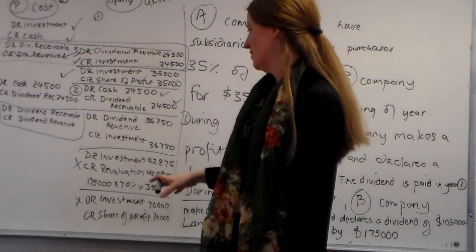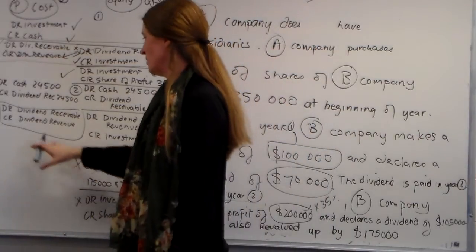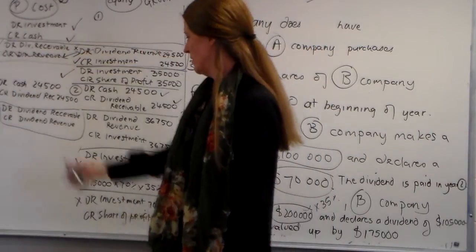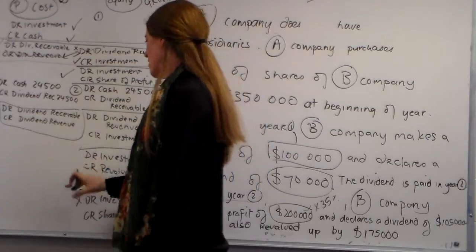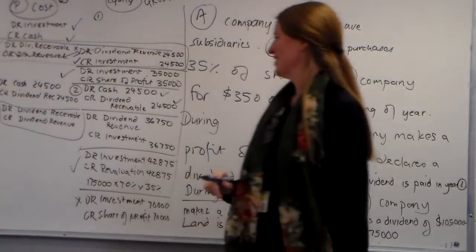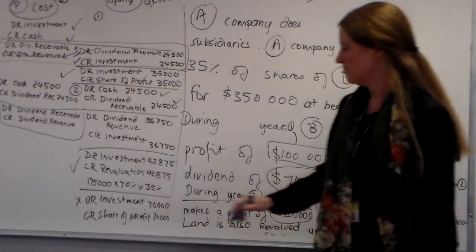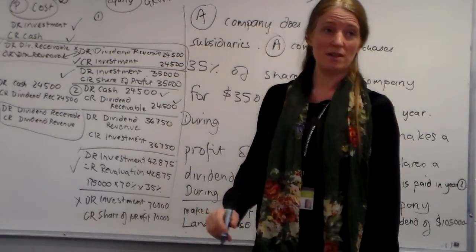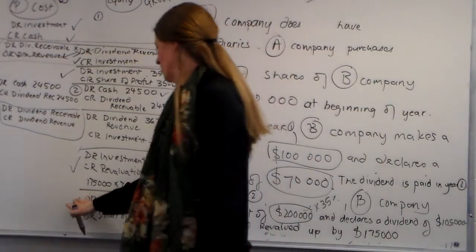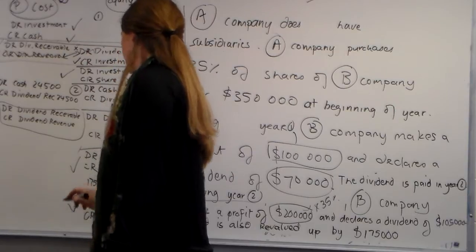This one here, do we need that one? Has it been done under the cost method? No, it hasn't, so we need to do that one. And this one here, has it been done under the cost method? No. So we need to do that one.